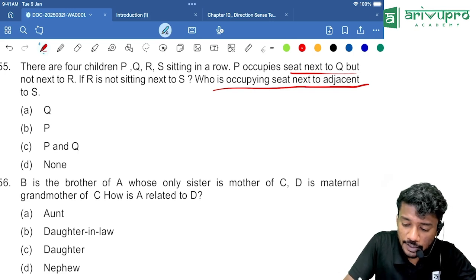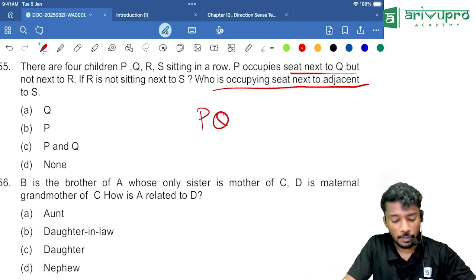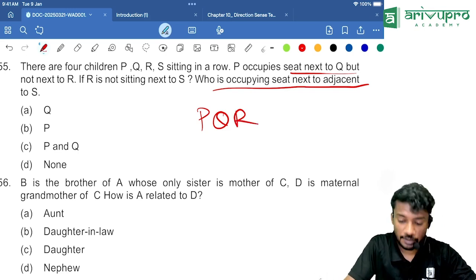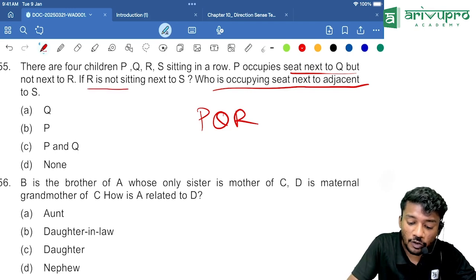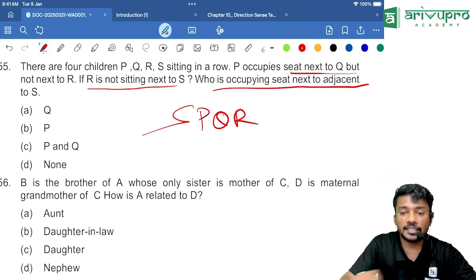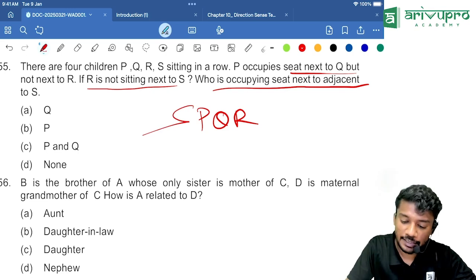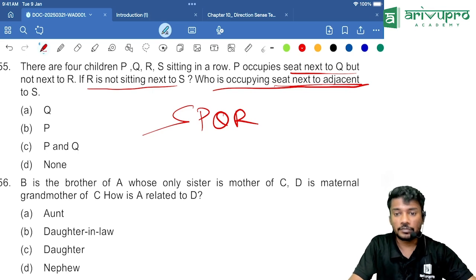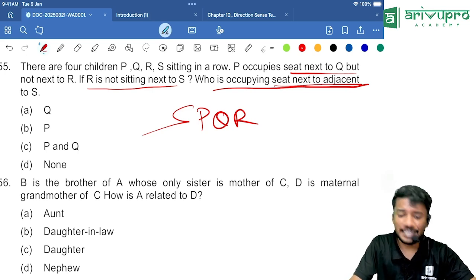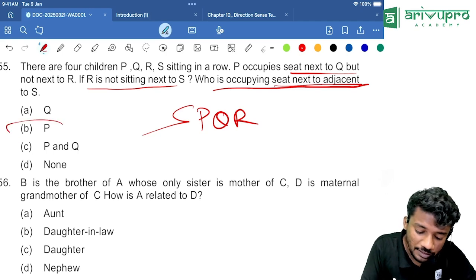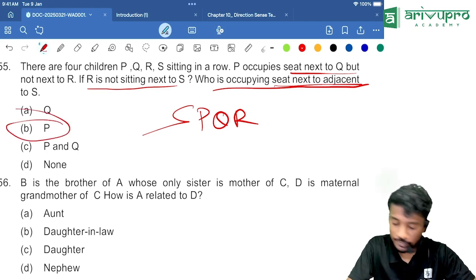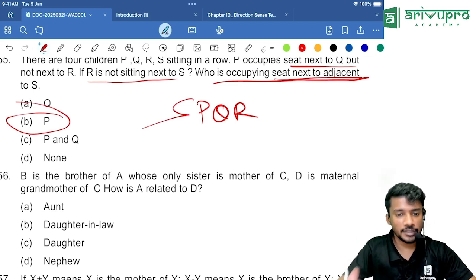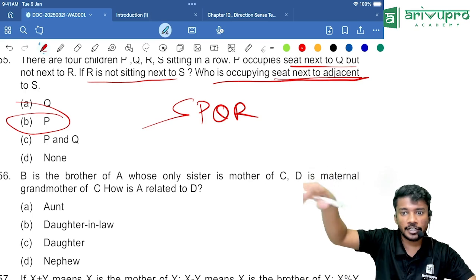So P occupies a seat next to Q, but not next to R. So where will R be sitting? Here. Then what else is there? If R is not sitting next to S, where will S sit? S will sit next to P. Then who is occupying the seat adjacent to S? Adjacent means right next. Who is it? P is the only one. Adjacent does not mean next to 2 terms. Adjacent means right next. If it is a circular arrangement, then you can.